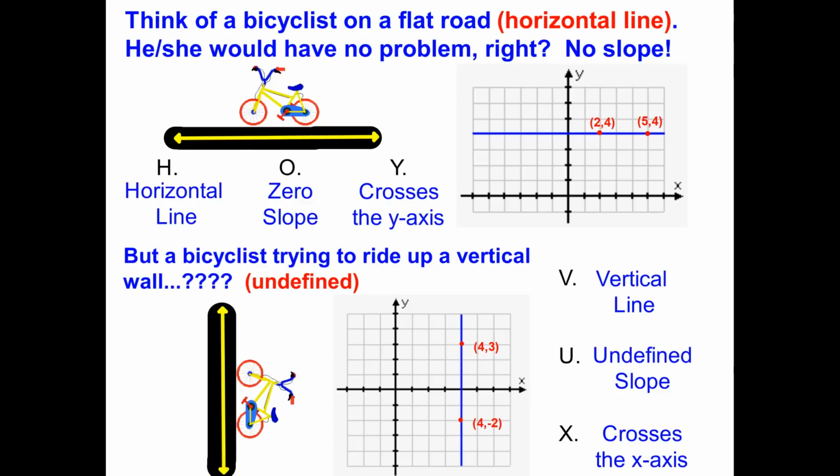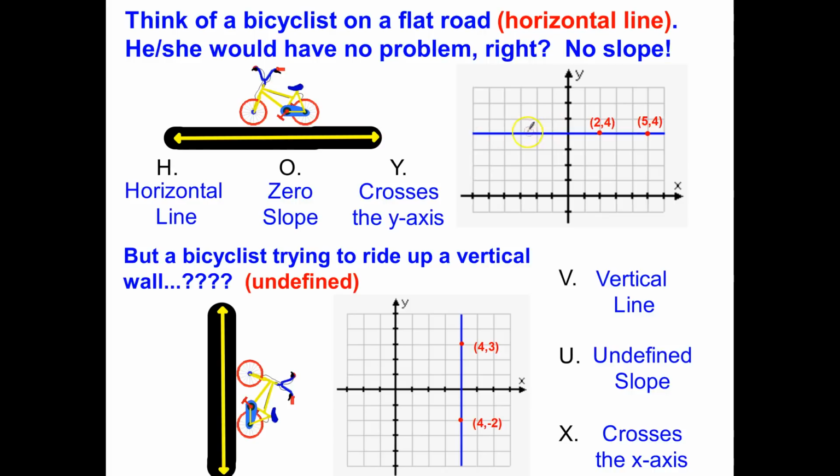Think of a bicyclist on a flat road, a horizontal line. He or she would have no problem, right? No slope. There's no steepness. There's no rise. There's just a run. Whenever we have a horizontal line, the way we can remember this is an acronym called HOY. H0Y. So this is a 0, not an O. Horizontal line with a slope of 0, and it crosses the y-axis.